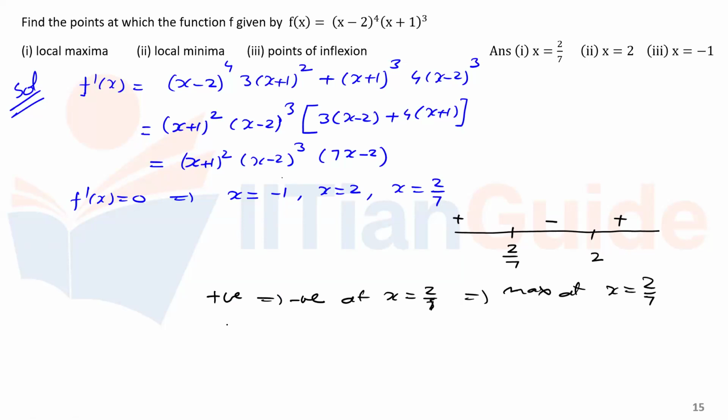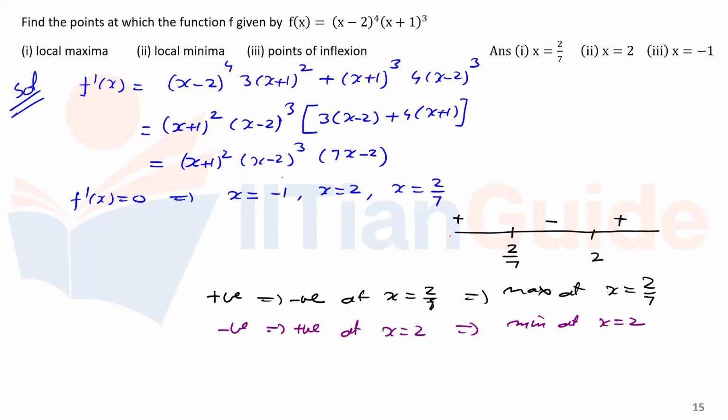I got this result. After that, it is changing from negative to positive at the point x is equal to 2. So I can say it is minimum at the point x is equal to 2. ये भी clear हो गया, ठीक है? अब उसके बाद एक चीज है, I have not discussed about the point x is equal to minus 1. minus 1 पे नहीं देखा मैंने, है ना? उसको लास्ट में देखते हैं.